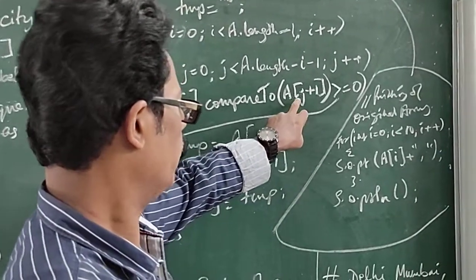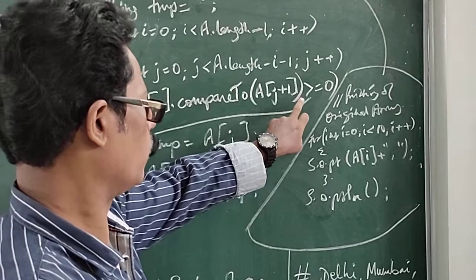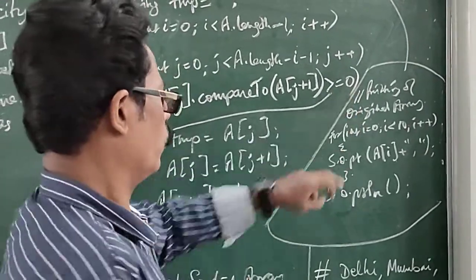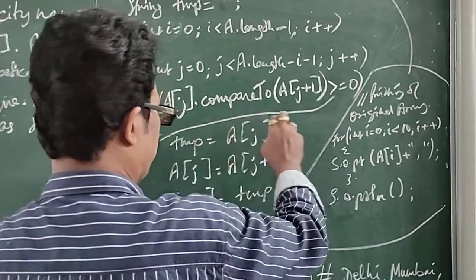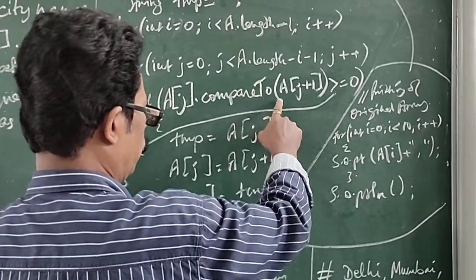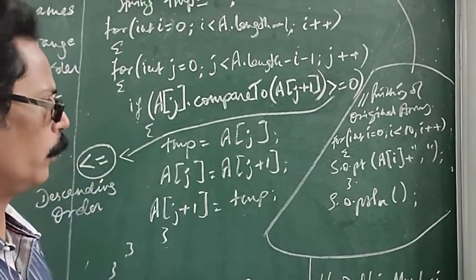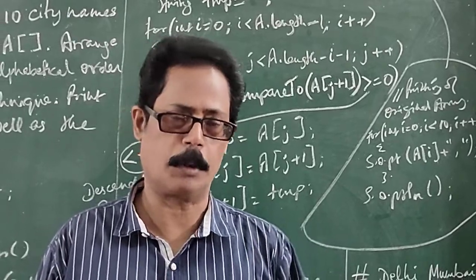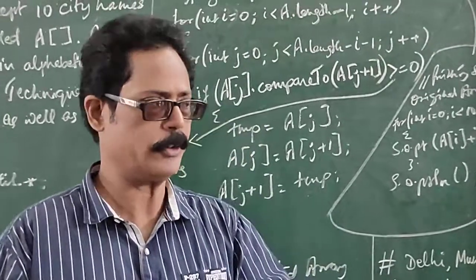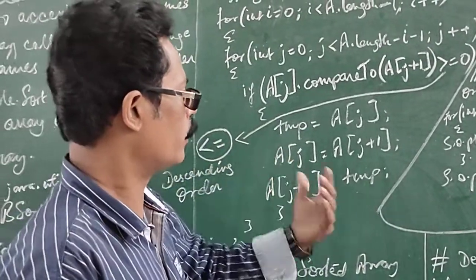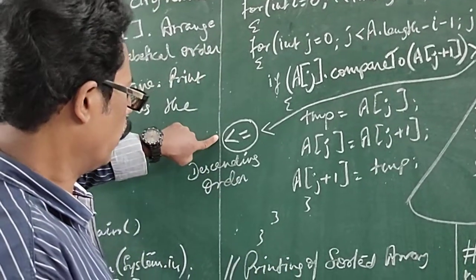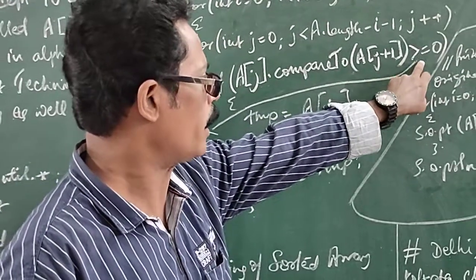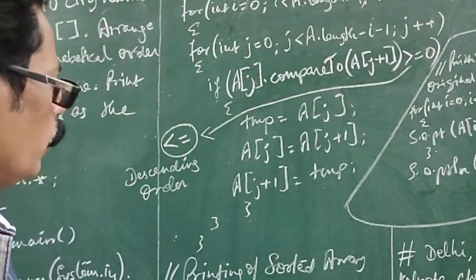Open bracket a, square bracket j plus 1, square bracket close, parenthesis close, greater than equal to 0, and then close again. This closure is for the if, and the other one is the closure of the function. So this is what we do, greater than equal to, for ascending, alphabetical order. If they mention descending order, then make sure that you use less than equal to. That is, a[j].compareTo(a[j+1]) less than equal to 0. That is what you are going to use.